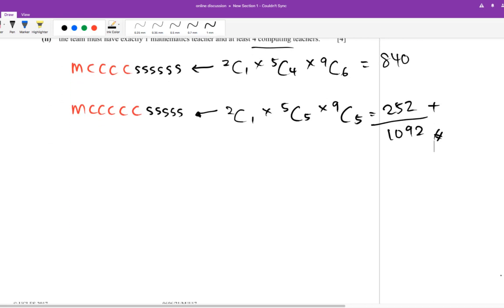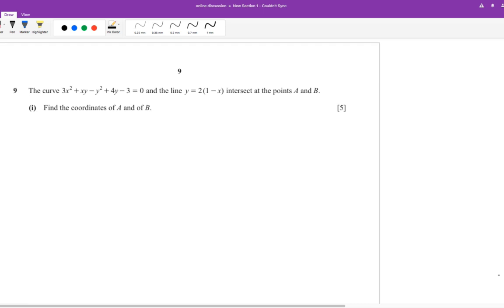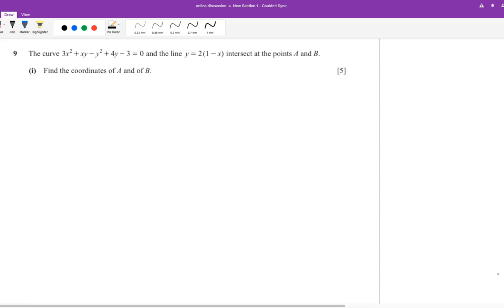Alright, so let's move on to question number 9. So the curve 3x squared plus xy plus y squared plus 4y minus 3 equals 0, and the line 2 multiply 1 minus x intersect at the points A and B. Find the coordinates. Basically, this is simultaneous. So I will just substitute the 2 into it first. So this one is 2 minus 2x. Alright, then I will substitute 2 minus 2x into the first equation here.